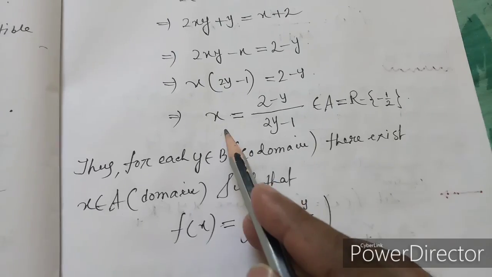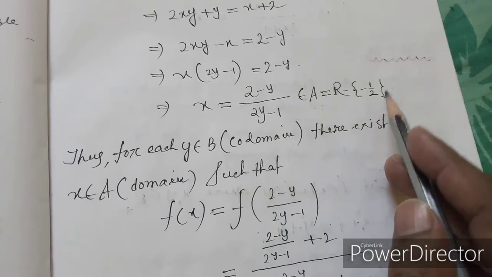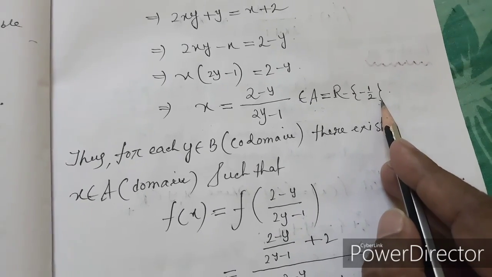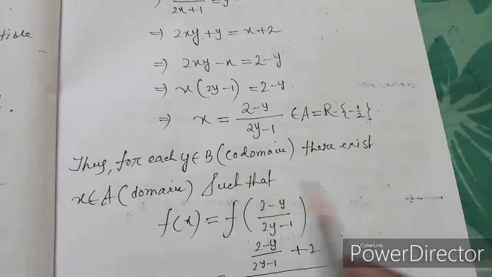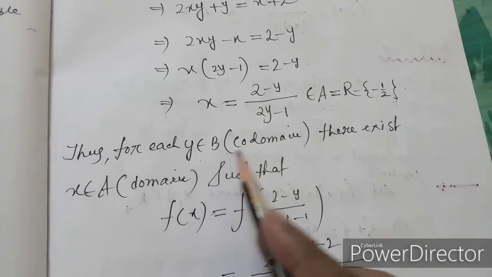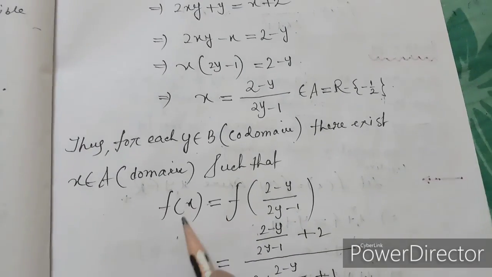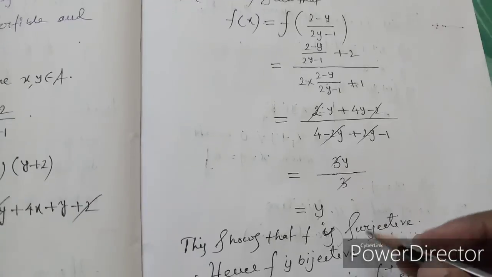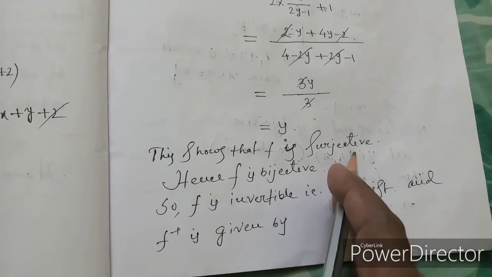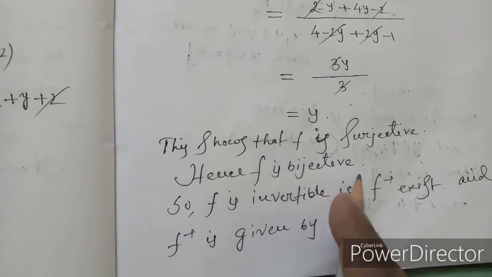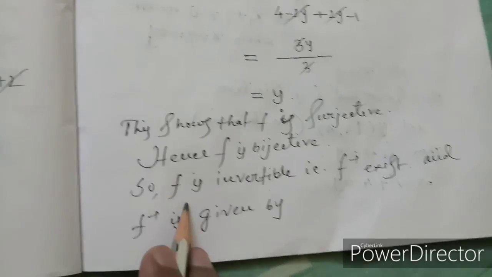Now we have clearly checked that this x belongs to A. That means x is not equal to minus half. How to show it? You see my previous class. So thus, for each y belonging to B, the codomain, there exists x belonging to A, the domain, such that f(x) equals y, putting the value of x and after simplification we get y. And this shows that f is surjective, and since f is injective and surjective, it is bijective. So f is invertible.